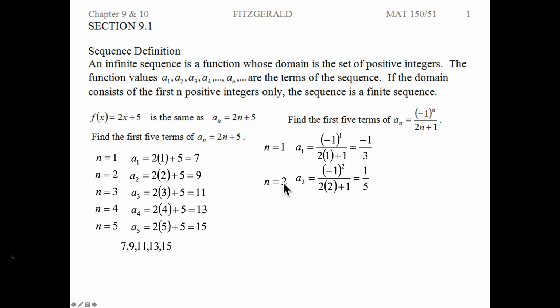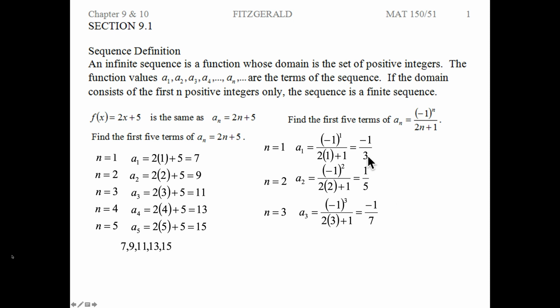When n is 2, a sub 2 is going to equal negative 1 squared, which makes this a positive 1, over 2 times 2 is 4 plus 1 is 5. When n is 3, a sub 3 is negative 1 raised to the third power. That's 3 negatives, so this is back to a negative 1, over 2 times 3 is 6 plus 1 is 7. What's happening in your numerator is you are getting alternating signs: negative, positive, negative. The next one's going to be positive.